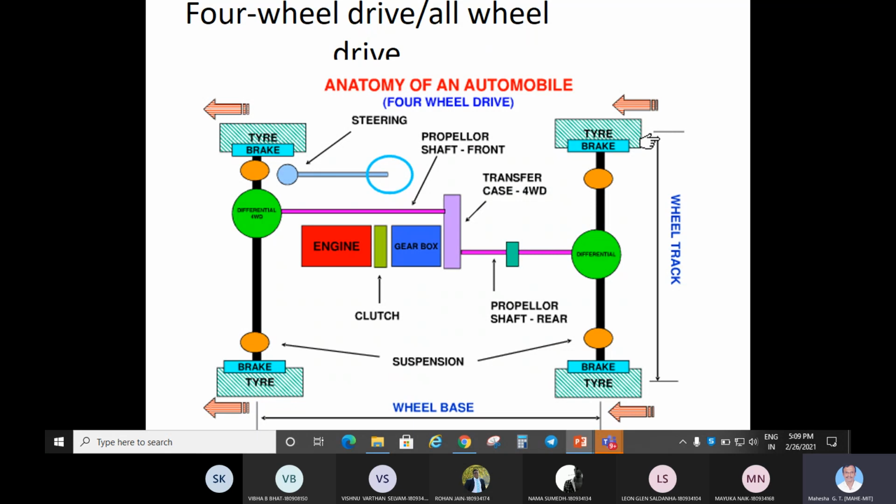Propeller shafts are there. Four-wheel drive or all-wheel drive. Both the axles are live axles now.